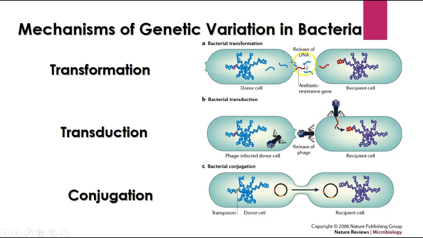In transformation, of course, here we have a donor cell donating DNA to a recipient cell, and it picks up those genes. Transduction is when you've got a phage-infected donor cell that transfers bacterial genes to the recipient cell, and then conjugation, where they actually exchange plasmids with each other, transmitting some genes to the other cell.